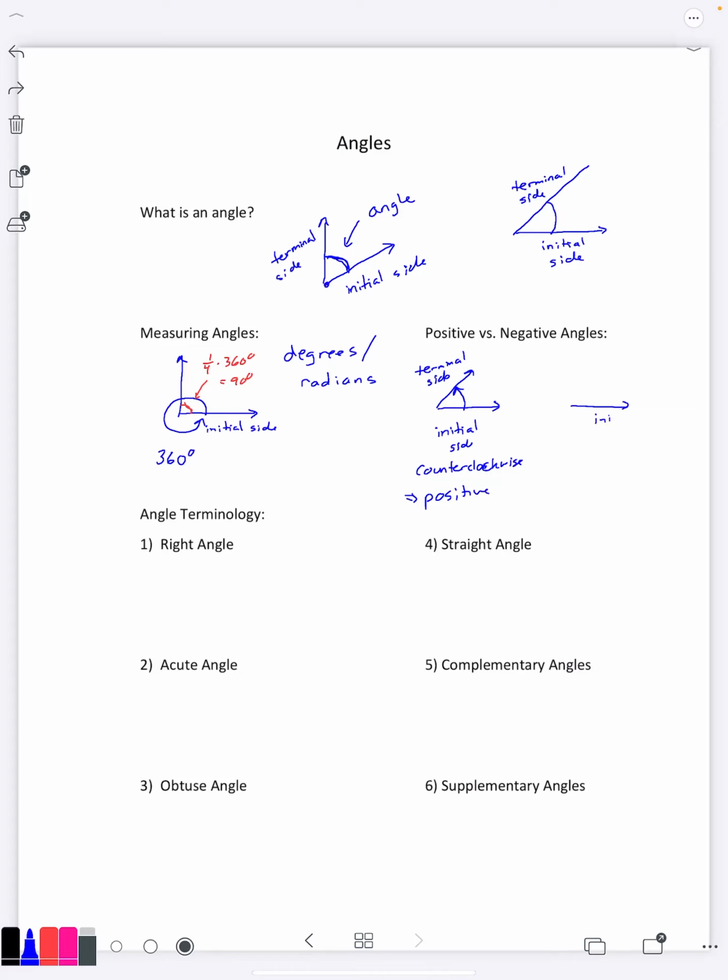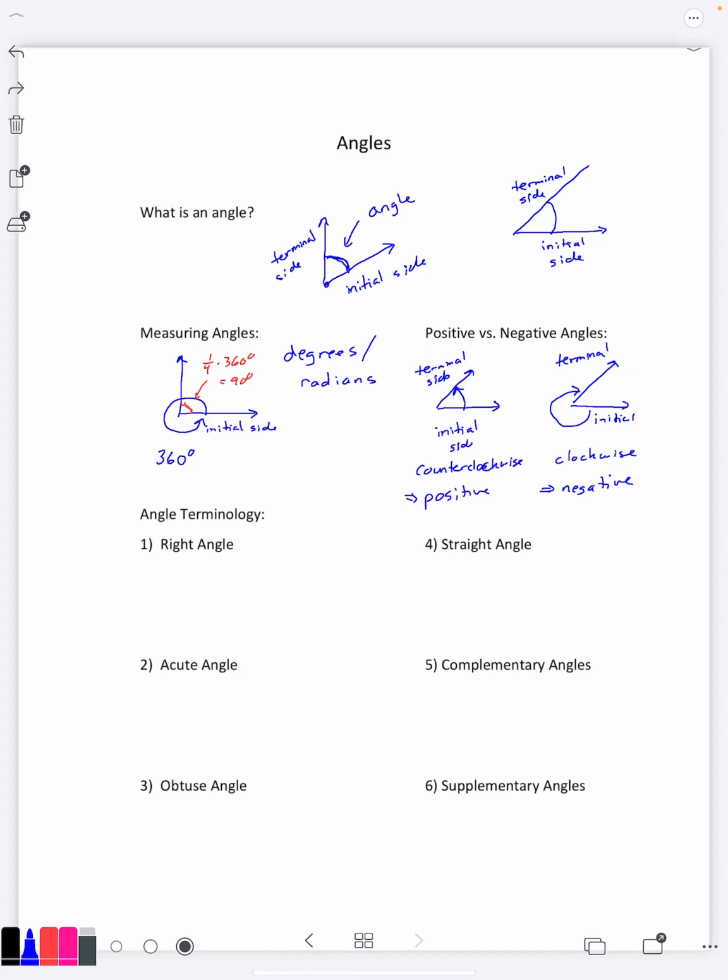However, if we have the same initial side, and let's even say we have the same terminal side, but we decide to measure going the opposite direction, going clockwise, as you can see, I had to go further around the circle this time, so it's going to be a different angle number. And we have decided that going clockwise counts as a negative angle. So you just have to be careful as to which way you're traveling around, whether it's clockwise or counterclockwise, so that you know whether your angle is a positive or a negative number.